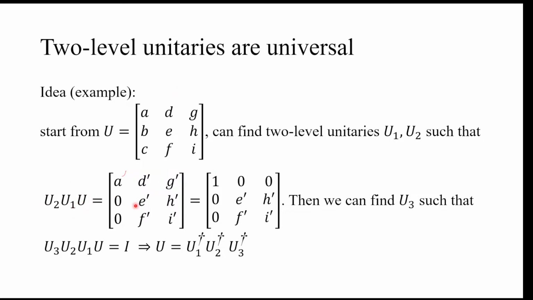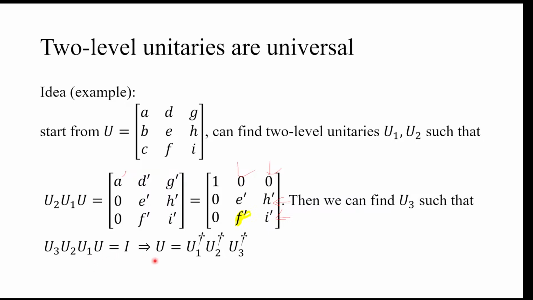And to have a unitary, so this is a 0, 0, then this must be 1, and this must be 0, 0. Okay. So this unitary actually has a block diagonal form, so 1, 0, 0, and another 2 by 2 block here. Okay. And then you can have a u3 on the last 2 dimensions to once again turn this f prime to 0, so u3 will turn f prime to 0, and then you will get the identity matrix. Okay. So you have u3 u2 u1 u equal to identity.